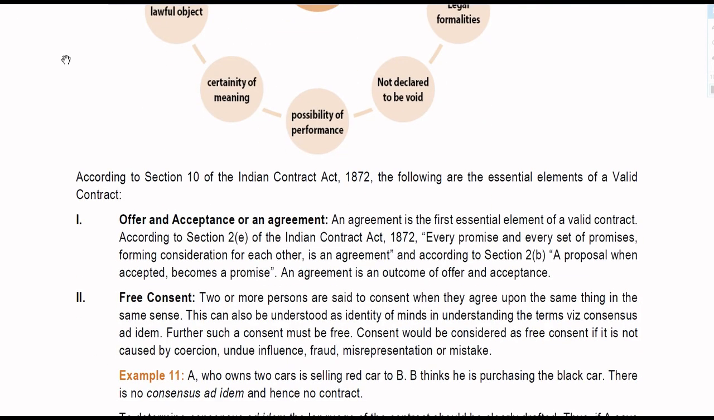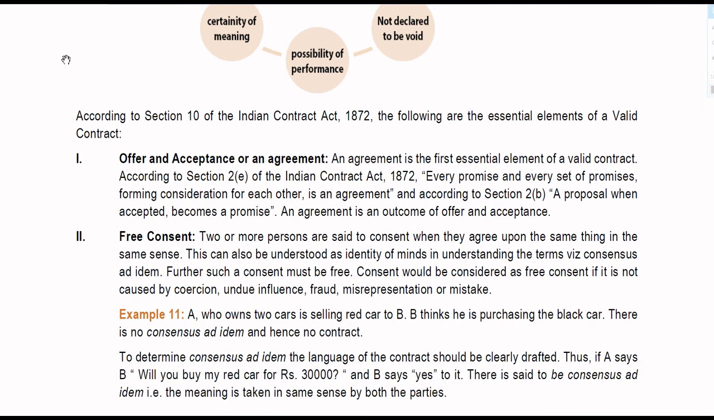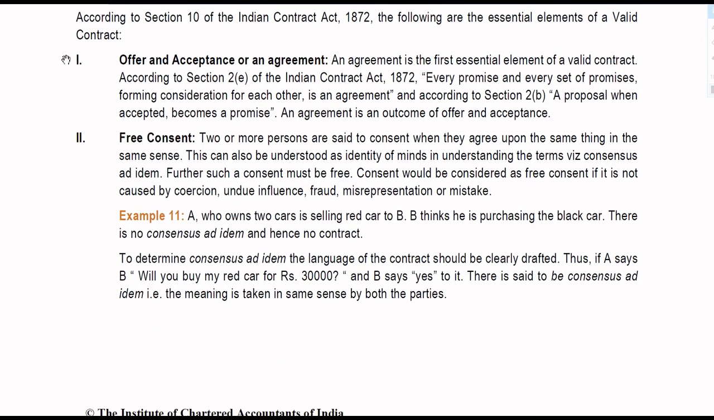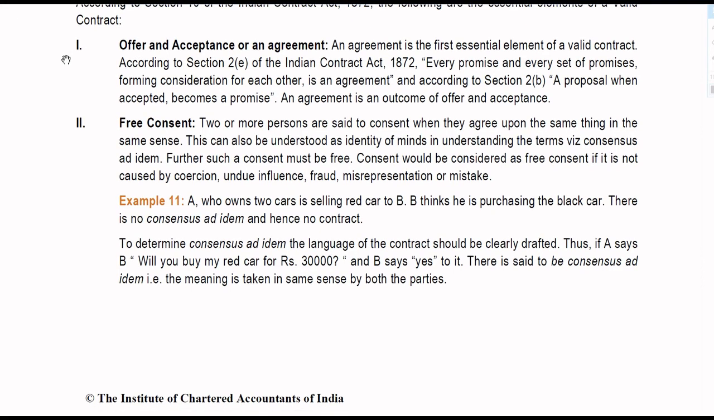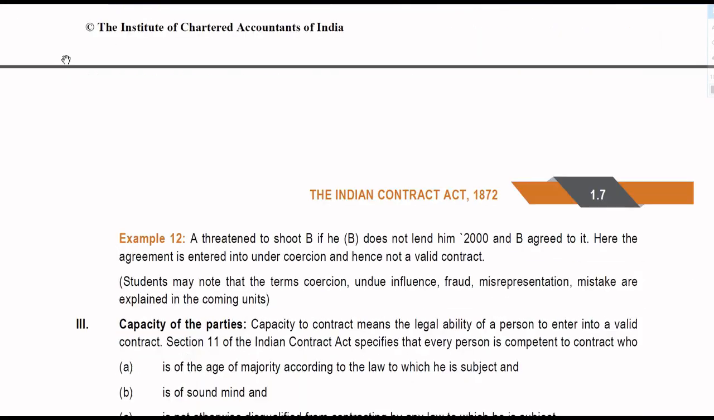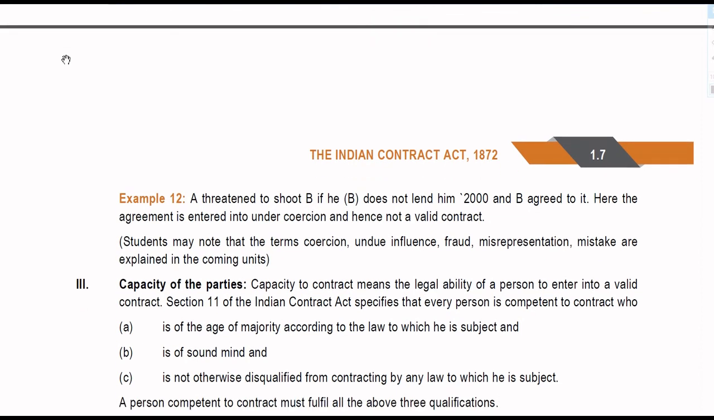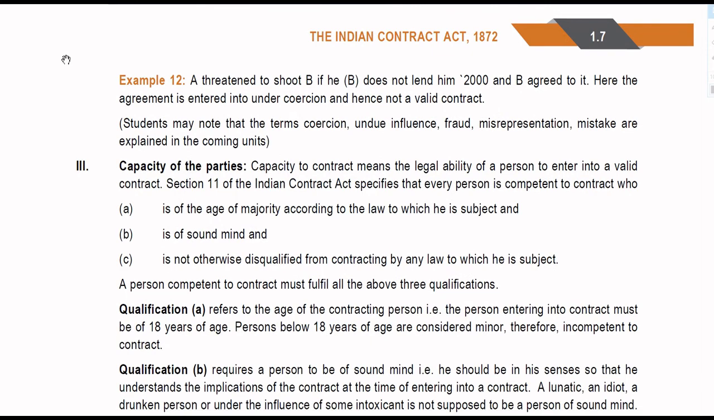We will see, the first point we have studied is offer and acceptance, or an agreement. In this, we see the definition of agreement, and that offer and acceptance play a major role. Free consent: we should see that there is no coercion, undue influence, fraud, mistake, or misrepresentation, so that there will be a valid contract. In the third point, we have the capacity of the party. In the capacity of party, we see that a person should not be of unsound mind, should be a major, and not disqualified by law.